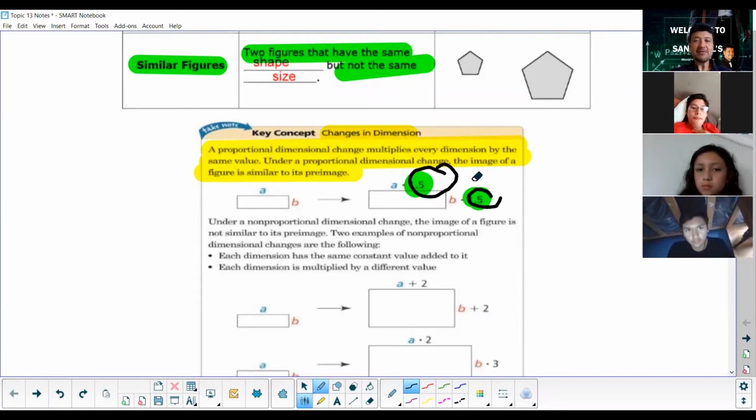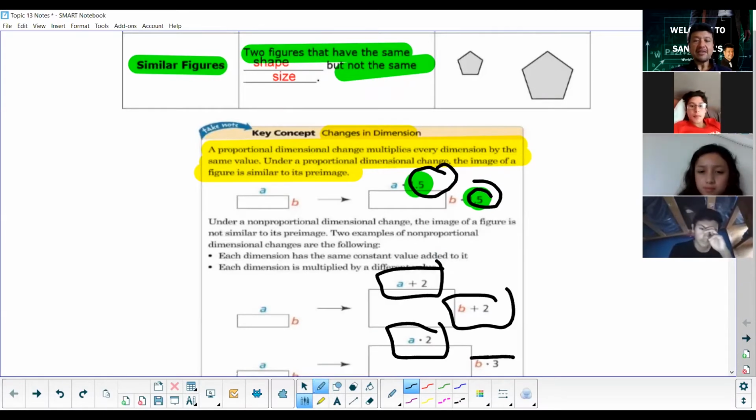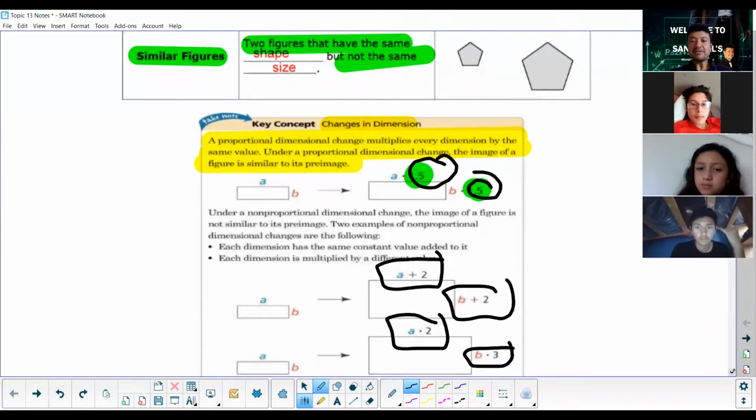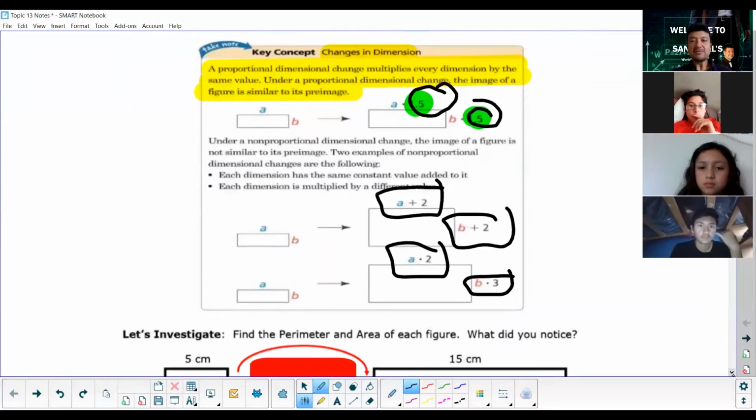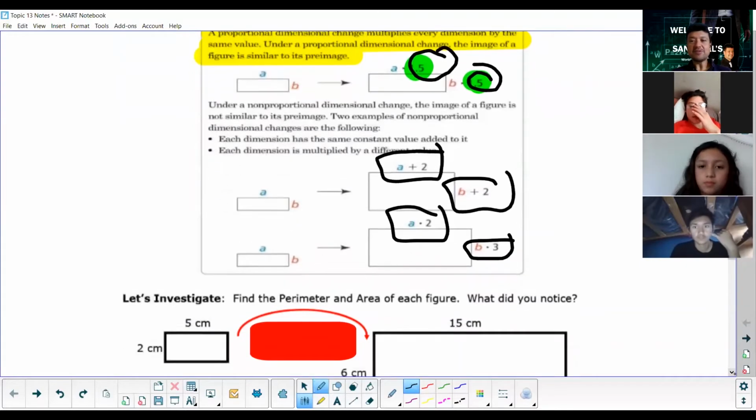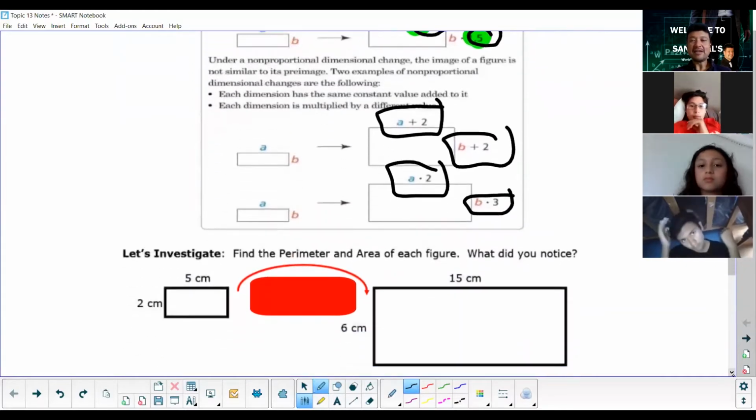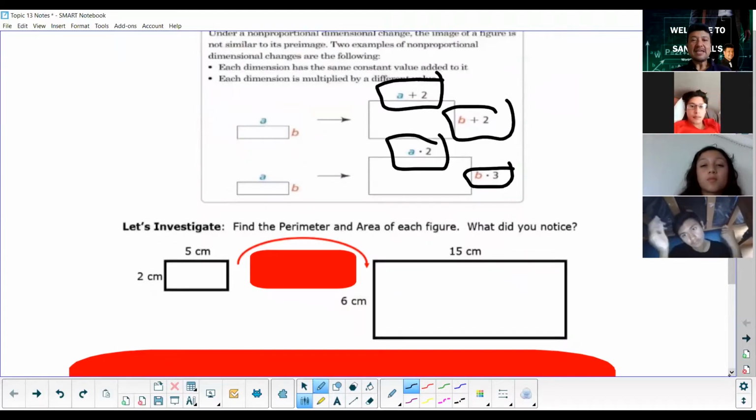You see how it's on both? Okay. And the same goes when you add or you multiply. The thing that's most important is that it's direct. Like it just happens. So if you add 2, you add 2 to all sides. If you multiply by 2, you multiply by 2 all sides. Okay. So now let's investigate a little bit.